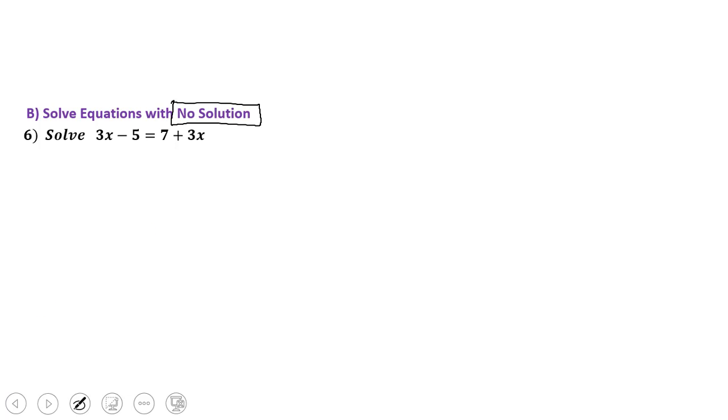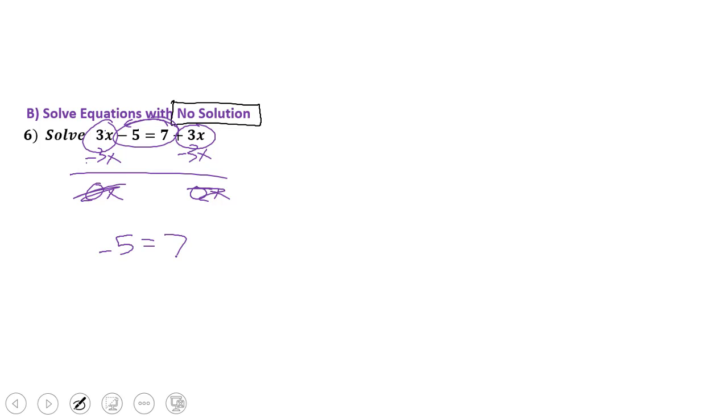Here we go. Right now it says solve 3x minus 5 equals 7 plus 3x. Okay, we know what to do. We've been doing this. We're going to combine like terms. We're going to combine this 3x by moving it to the left side. So opposite sides means I need to do inverse operations. 3x minus 3x, that's 0x. I'm left with no x's. There's none left. All I'm left with is this right here, negative 5 equals 7.